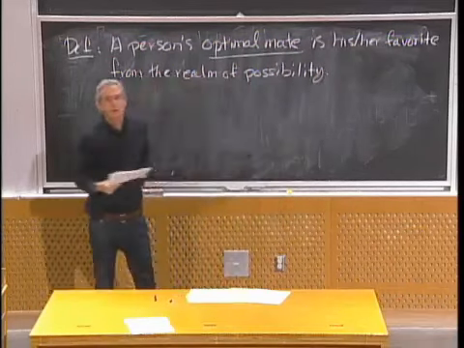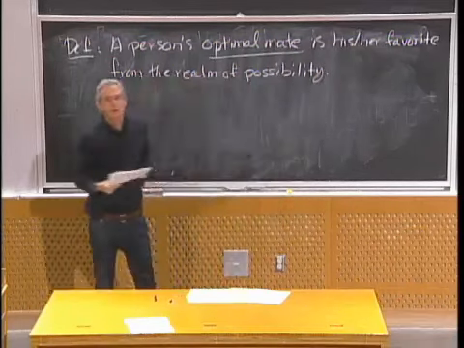And similarly, you have a person's pessimal mate, which is your least favorite from the realm of possibility. Okay, because you have all the people that you might be married to in stable matchings. Your favorite is the optimal, your least favorite is the pessimal. Any questions about that? Does that make sense? And you don't count the ones that you can't be married to, because if you were, it would be unstable.